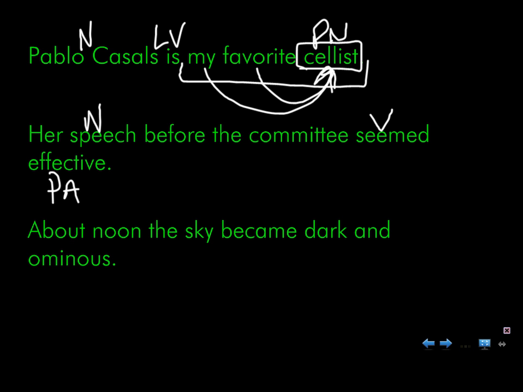You got it. About noon, the sky became dark and ominous. Abby. Noun-verb pair. Very good. Predicate adjective or nominative? That's right. We got a compound. Two of them. Two connected to one subject.